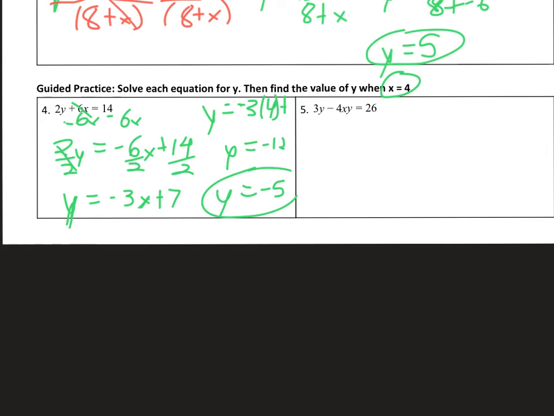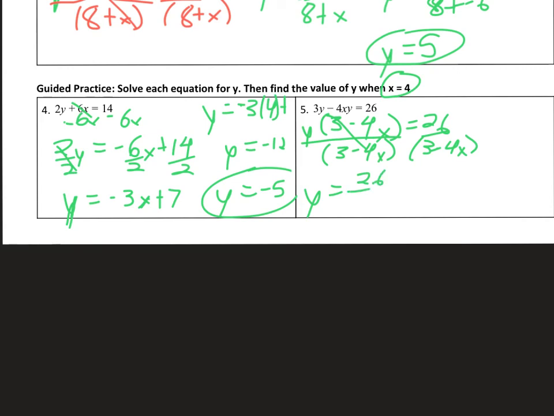So here's another one, nonlinear. Got a y term, got an xy term. So we should notice that both of those terms have a y in them, meaning we can factor out a y. So we have parentheses, inside of that is 3 minus 4x, equals 26. Solve for y. Treat this 3 minus 4x as its own quantity. Divide both sides by that quantity. And then we've got y equals 26 over 3 minus 4x.